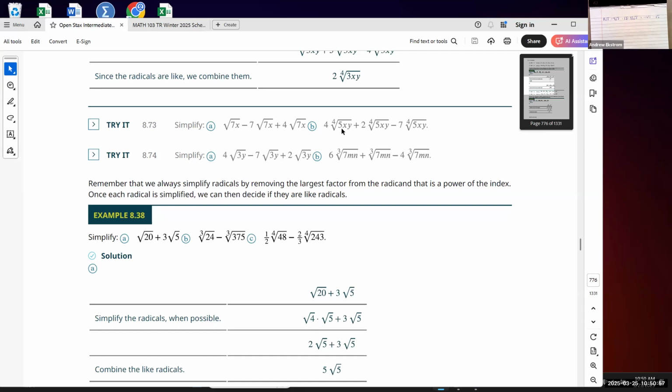Here, all of these have the fourth root of 5xy. So you can factor out the fourth root of 5xy. End up with 4 plus 2 minus 7. So 4 plus 2 is 6. 6 minus 7 is -1. So we have negative fourth root of 5xy. Same thing with these guys down here.